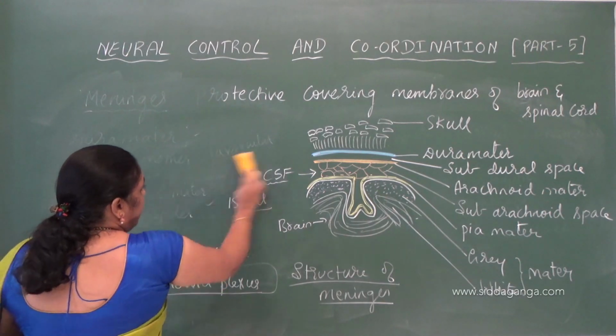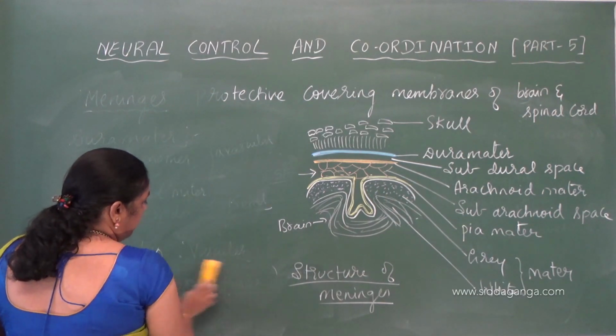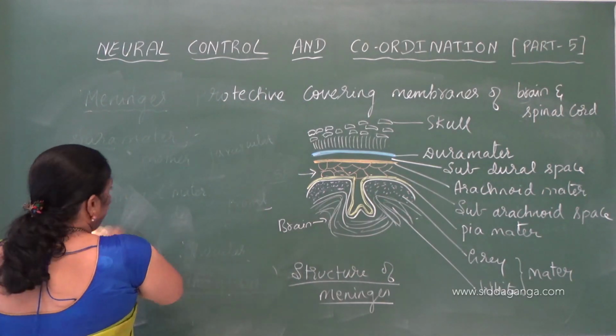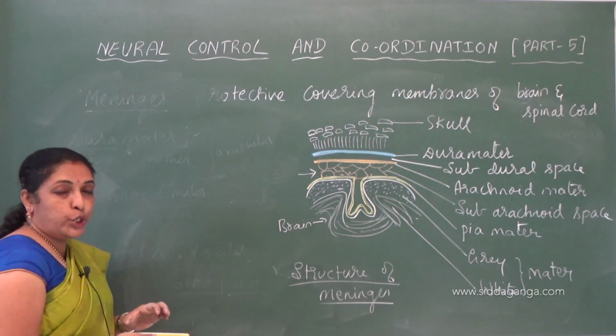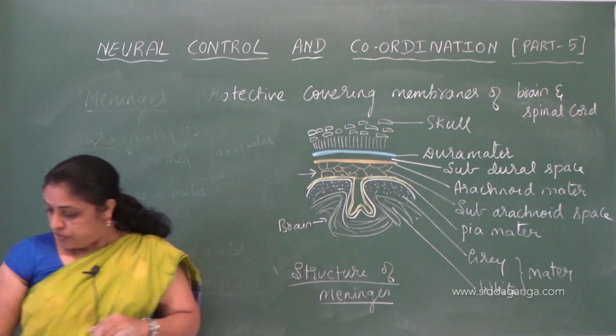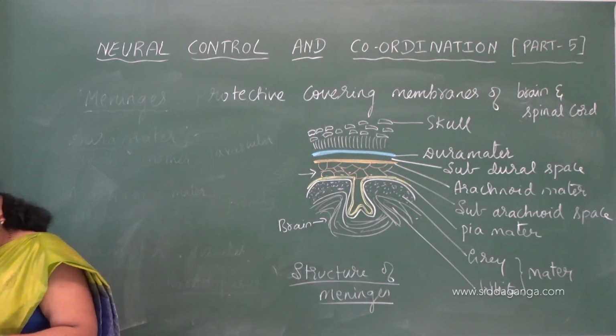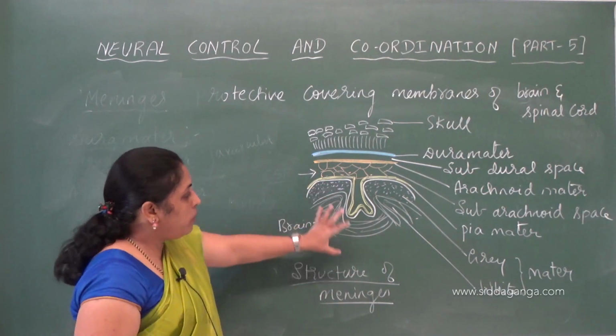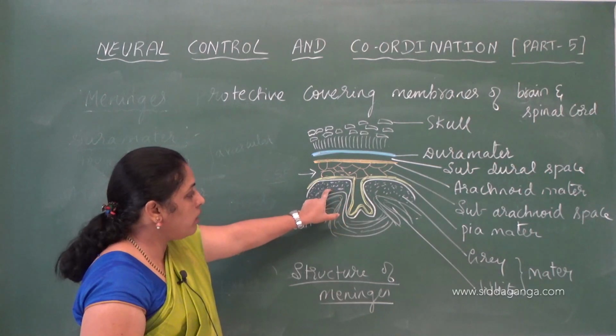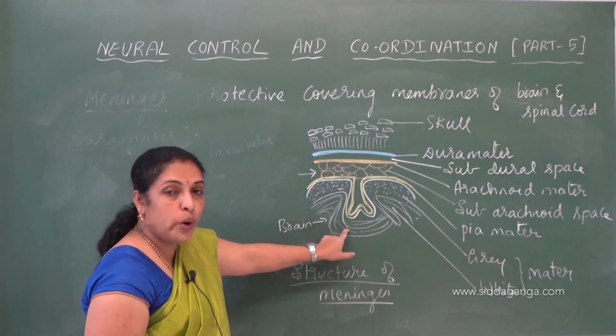And we see the grey matter and white matter. The grey and white matter are the tissues present in the central nervous system. Look, I have written here: since this is the brain, outer is grey matter, inner is white matter.